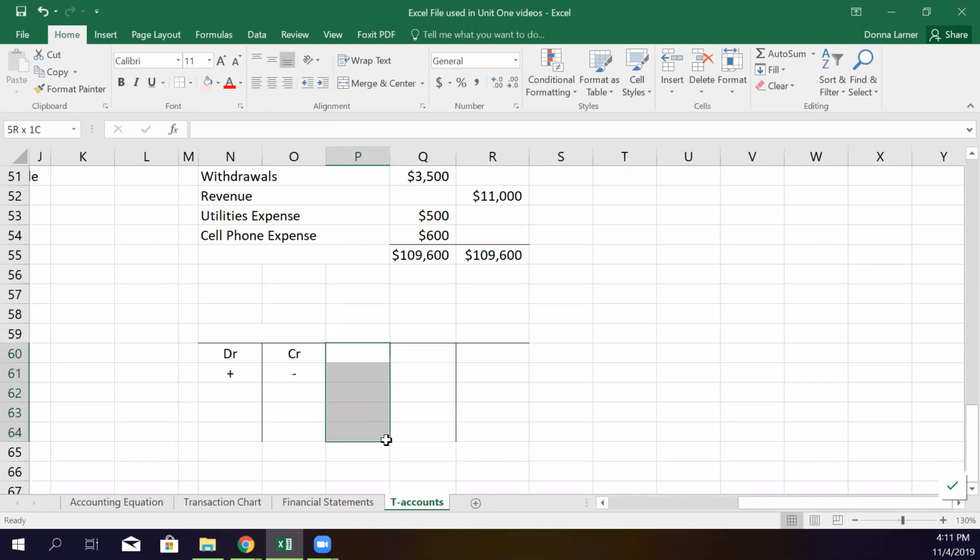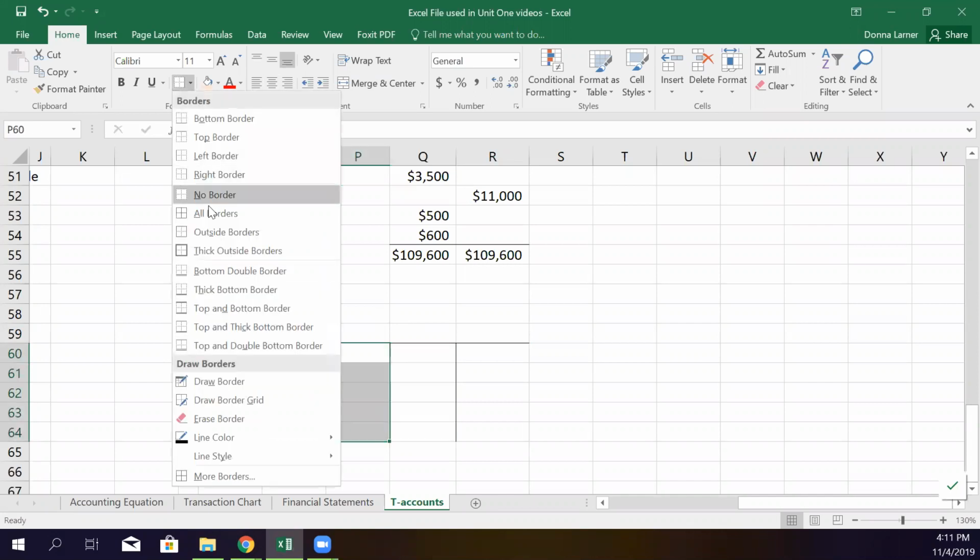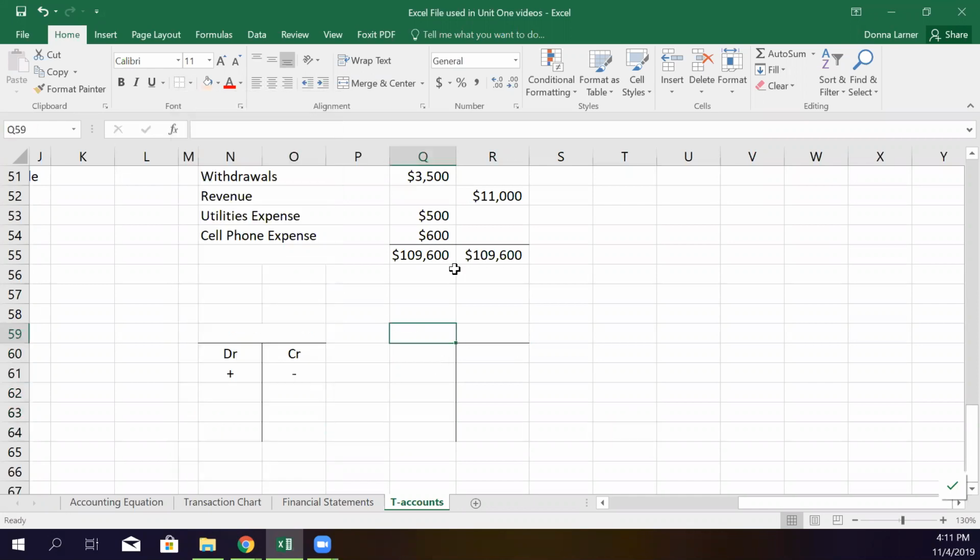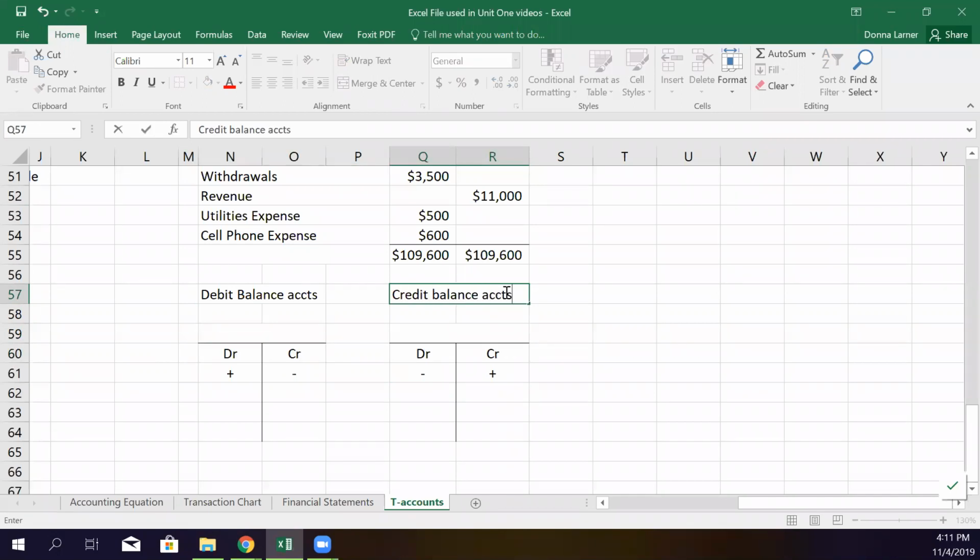there we go. And these guys are going to be minus and plus. So just the opposite. So what kinds of accounts look like this? Debit balance accounts. These, we'll put that up here. These are debit balance accounts. These guys would be called credit balance accounts.